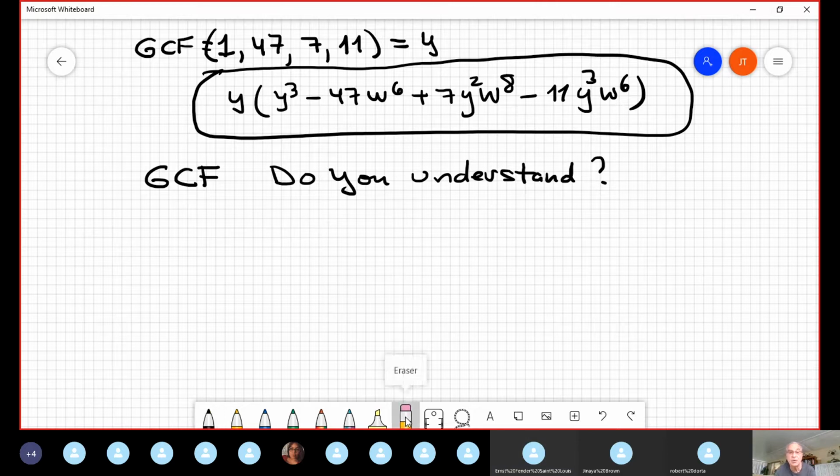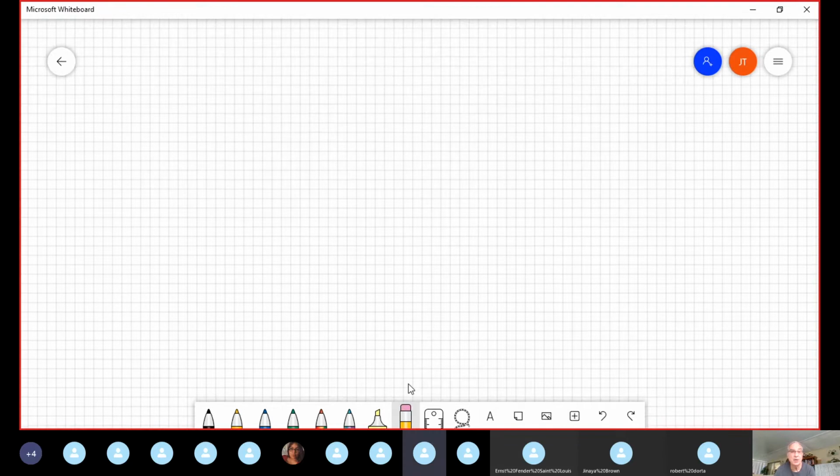Okay. Yes or no? Clear or no? Confusing? No, I think I got it. Got it. Okay. The second technique is factorization by grouping. Factorization by grouping.